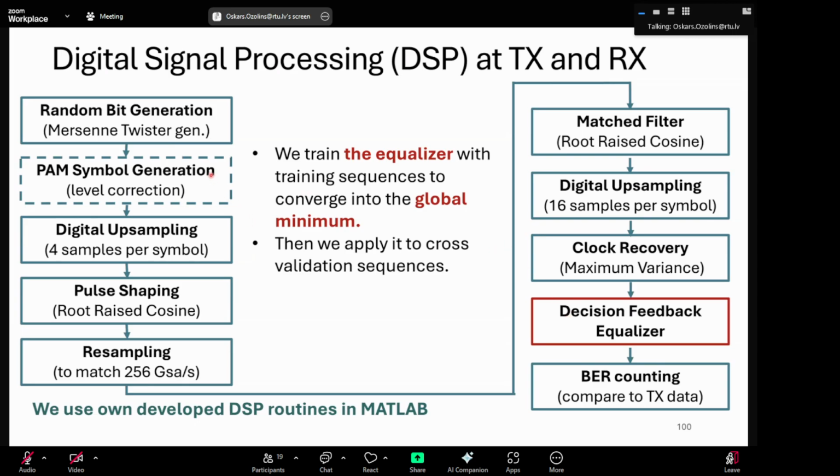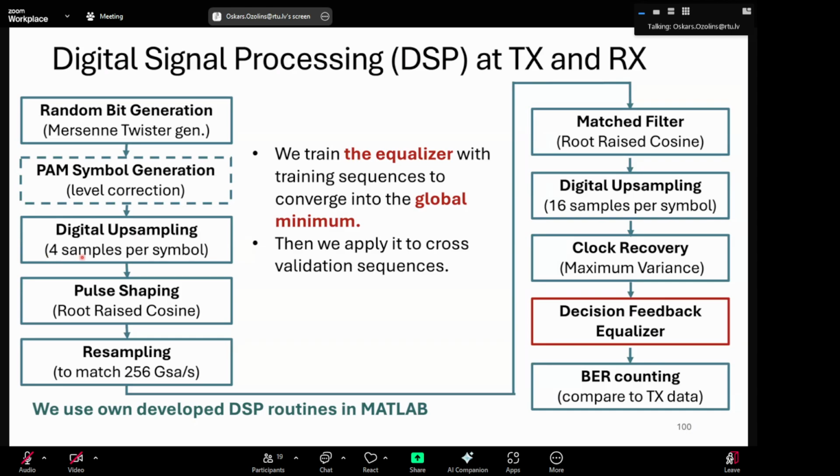But the basic idea on the transmitter side is that we generate bits, then we convert them to symbols, usually using gray coding. Then there are some operations we need to do. When you have zeros and ones, we need to convert them to samples, so we upsample the signal. For each symbol, we then have 4 samples.